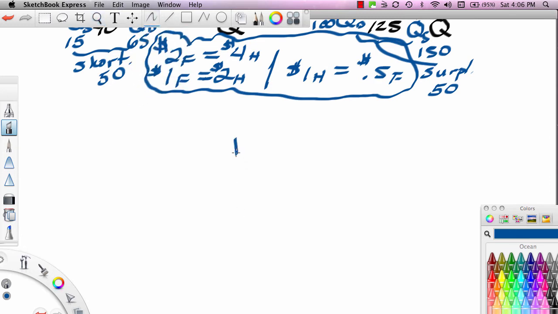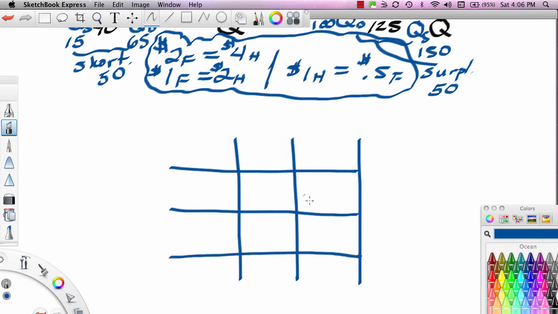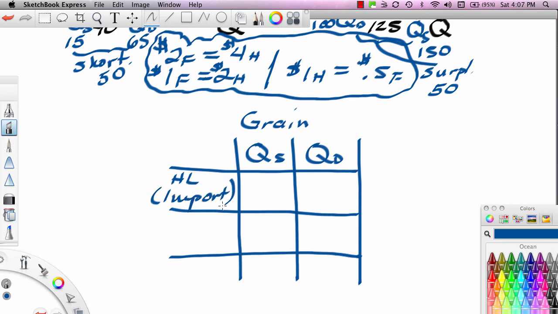Let's put both countries together. Okay, so we're going to draw a matrix or a table, and let's go ahead and do that. And this is the quantity supplied. This is the quantity demanded. So this is grain. And we have two countries. We have Hillland, who is the importer, who imports the product. And we have Flatland, who we said will have an incentive to export the product.